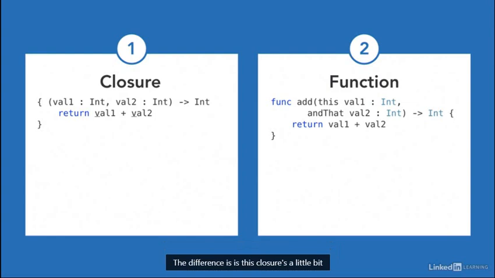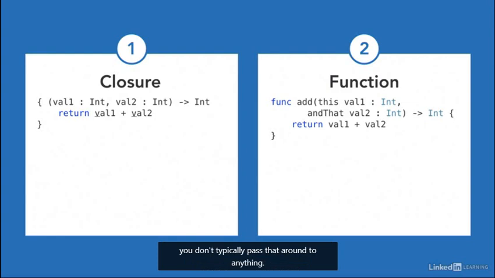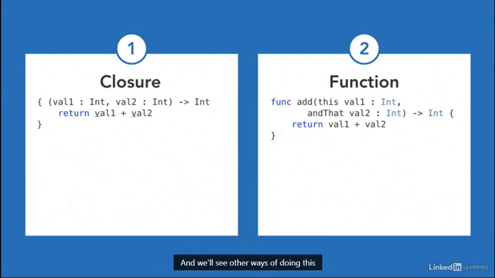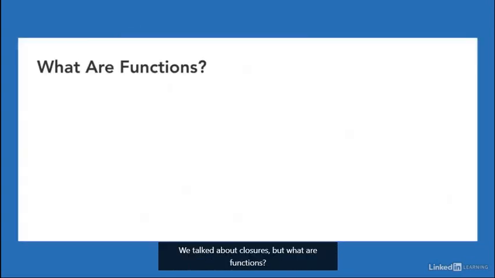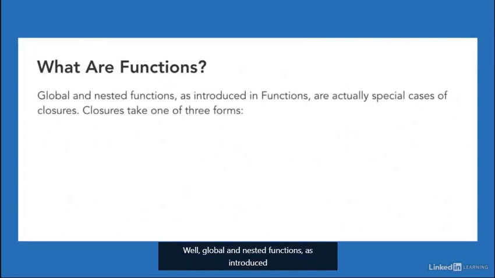The difference is this closure is a little bit easier to pass around as it's defined here, whereas this function over here, you don't typically pass that around to anything. And we'll see other ways of doing this, but we just kind of want to see the similarities and differences for now. So again, what are functions? We talked about closures, but what are functions? Well, global and nested functions, as introduced in functions from this documentation, are actually special cases of closures.